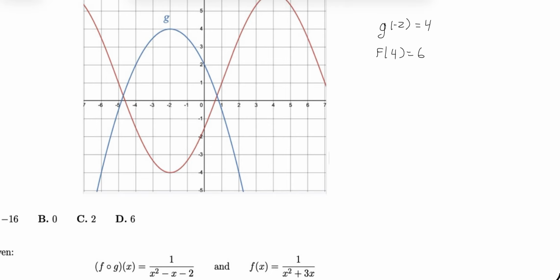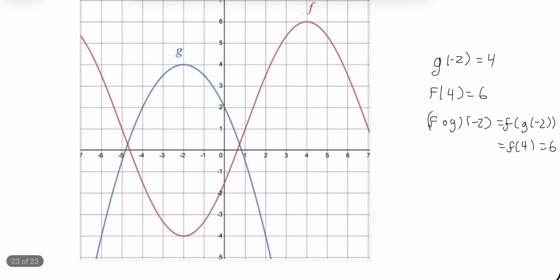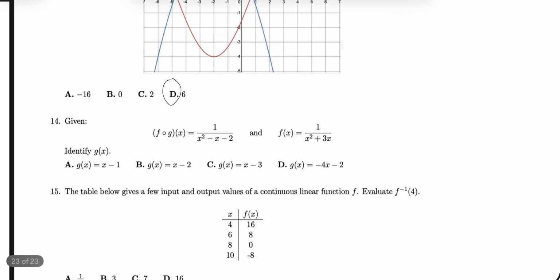So if we compose the two, we have f composition of g of negative 2, so that's going to be f of g of negative 2, that's equal to f of 4, that's equal to 6. Because here at f, you can see that at the x value of 4, you have it equal to 6. And then here, when you're at g of negative 2, this is equal to 4. Now, your answer is going to be D here.